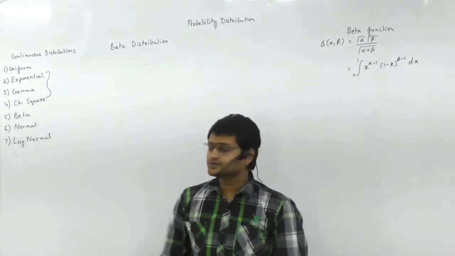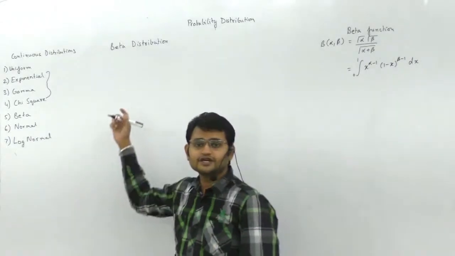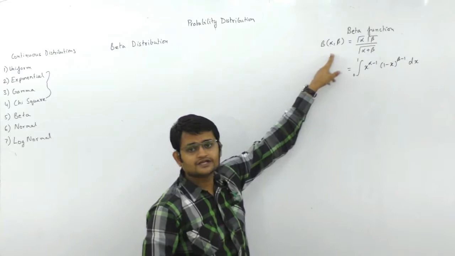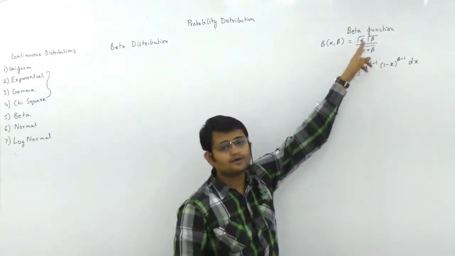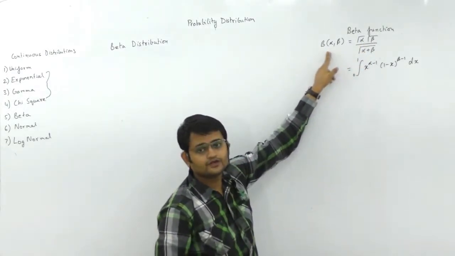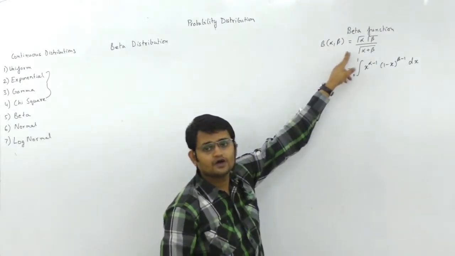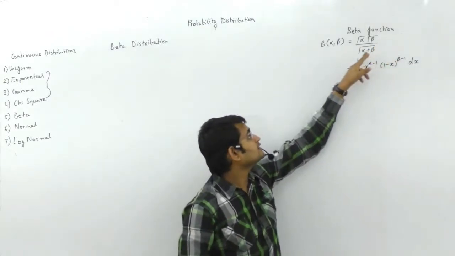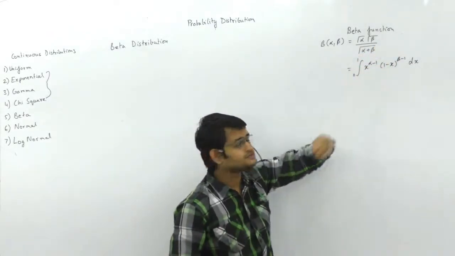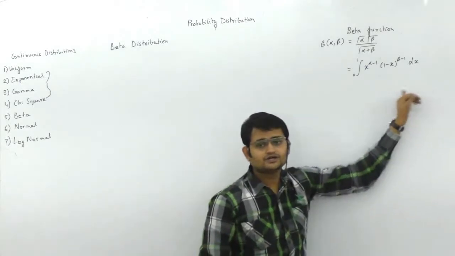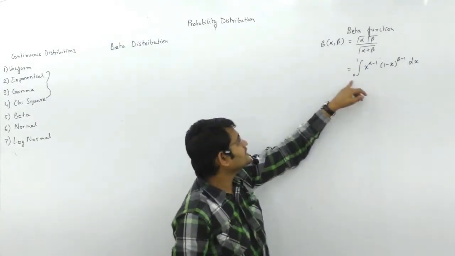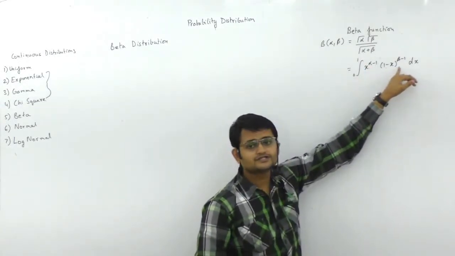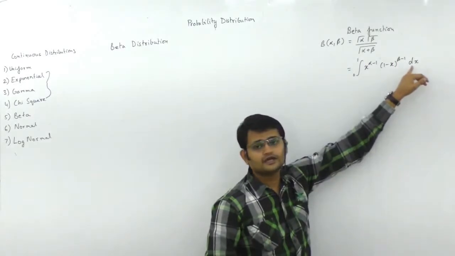Let's move on to the beta distribution. Before we study the beta distribution, we are going to study the beta function. A beta function is related to the gamma function. Beta of alpha comma beta will be nothing but gamma of alpha times gamma of beta divided by gamma of alpha plus beta. In integration terms, this is how we write it: the integral from 0 to 1 of x raised to alpha minus 1 times 1 minus x raised to beta minus 1 dx.